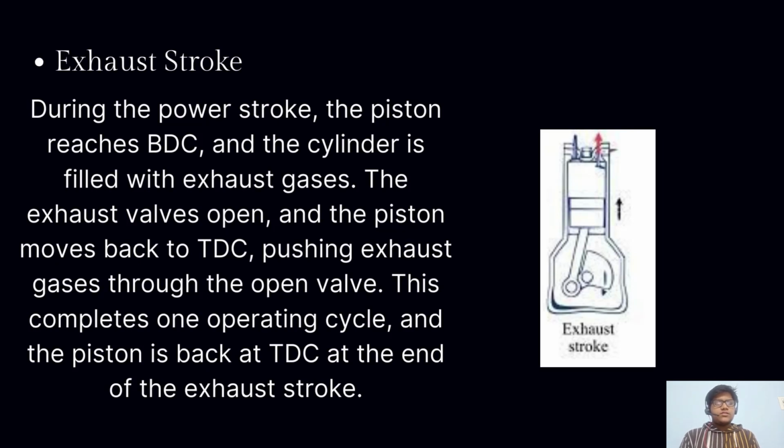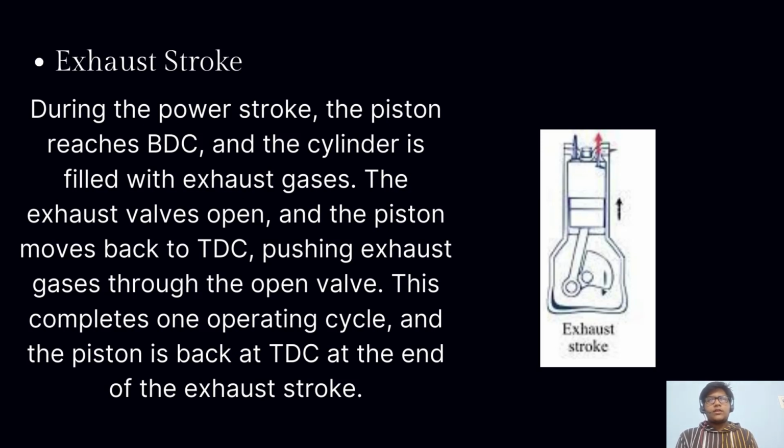As the piston reaches BDC during the power stroke, combustion is complete and the cylinder is filled with exhaust gases. The exhaust valve opens during the stroke, and the inertia of the flywheel and other moving parts push the piston back to TDC, forcing the exhaust gases through the open exhaust valve. At the end of the exhaust stroke, the piston is at TDC and the operating cycle has been completed.